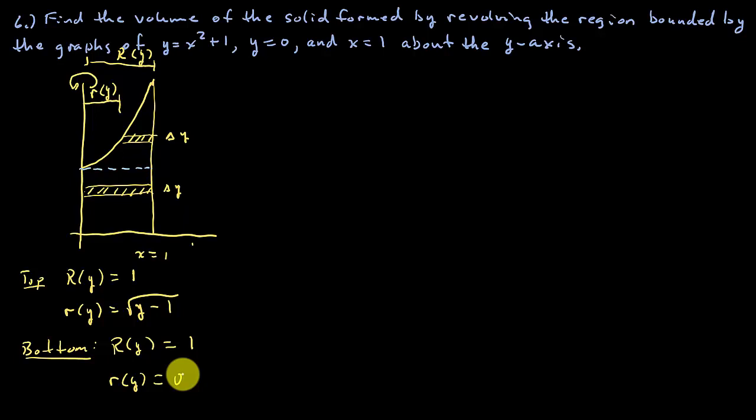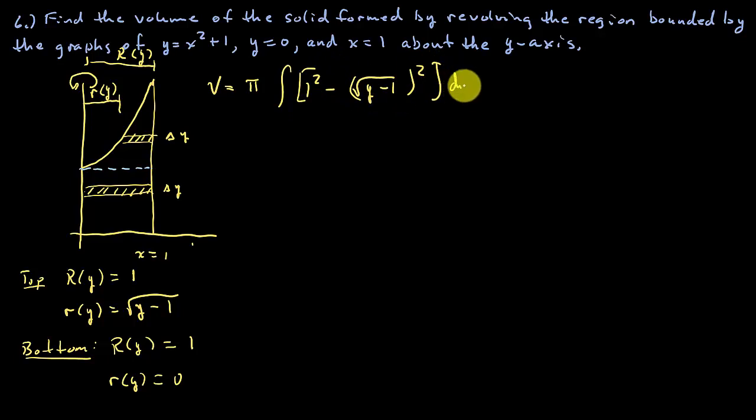All right. So now let's set up our integral. Let's do this top part first. So I've got volume is going to be pi times the integral, and that's going to be big R, which is 1, so 1 squared, minus little r squared. So that's the square root of y minus 1 squared, and then that's times dy.